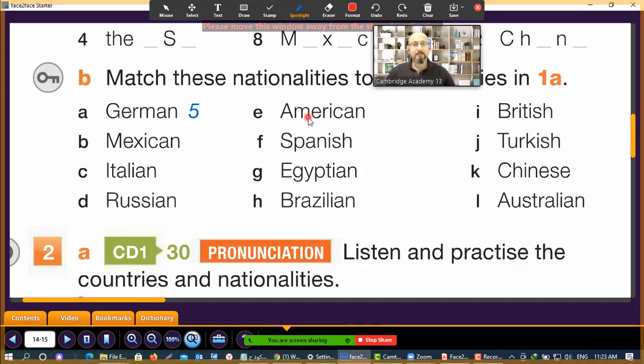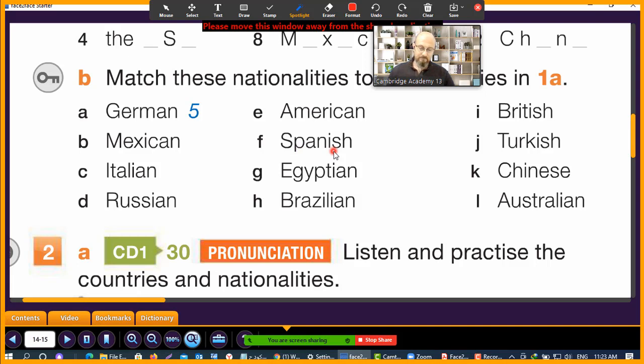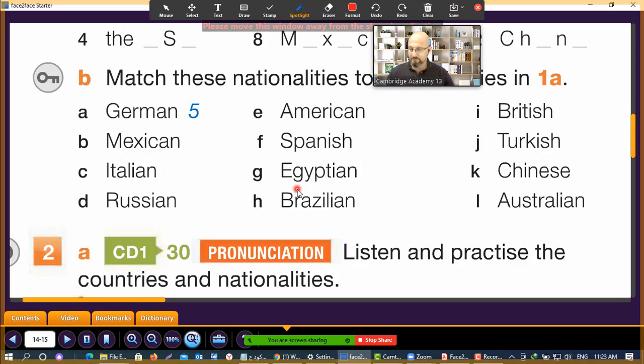The USA, American. The USA, American. Spain, Spanish. Spain, Spanish. Egypt, Egyptian. Egypt, Egyptian. Brazil, Brazilian. Brazil, Brazilian.